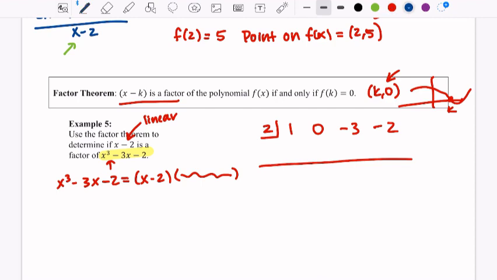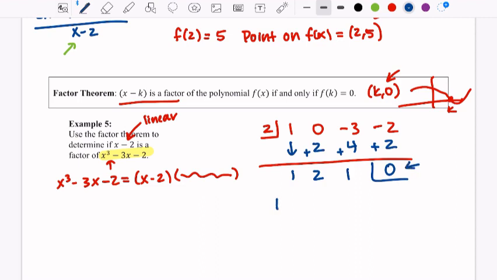So here we go, bringing down my 1. 1 times 2 is 2. Adding those together gives me 2. 2 times 2 is 4. Adding that to negative 3 will be 1. And then 1 times 2 is 2. Adding those together gives me 0. So I do have a remainder of 0.